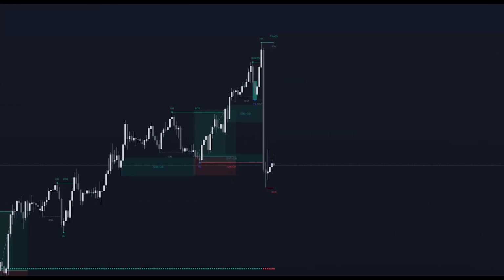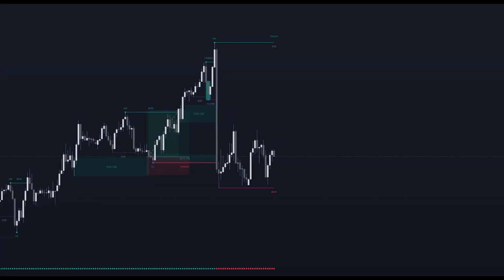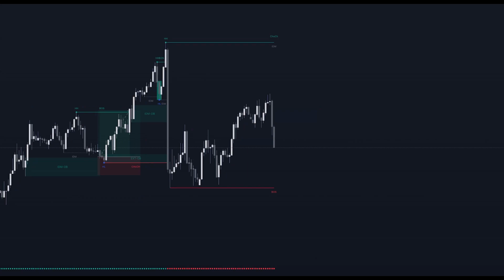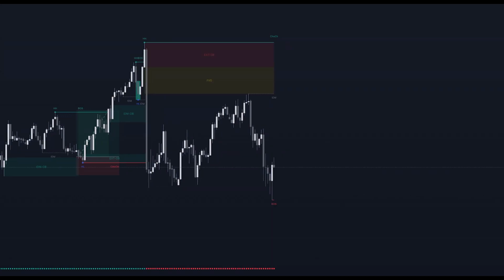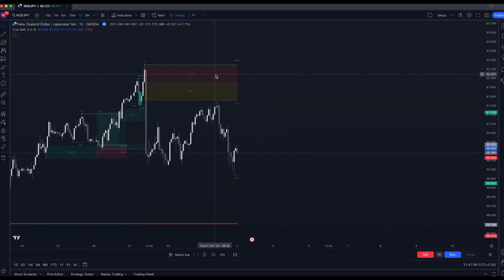After the change of character, what are we looking for? We're looking for a sell. First, we have to identify where our inducement is. In this case, there is no inducement yet, so we need to wait for the market to create one. Without an inducement, we don't have a valid entry. Now the market has created a new inducement and an order block, so we can plan for a sell from here.